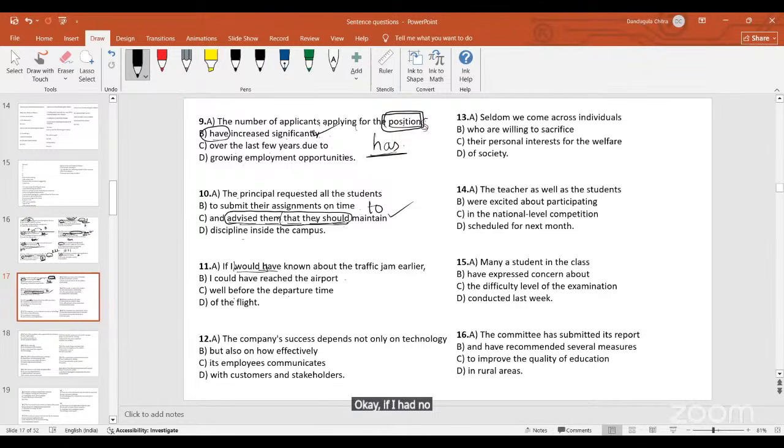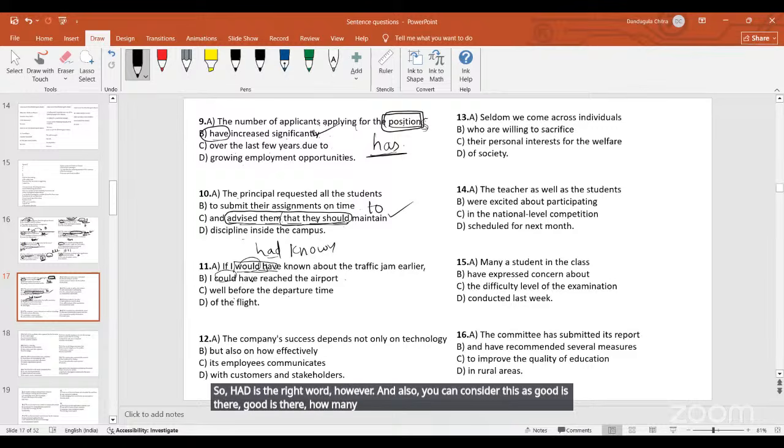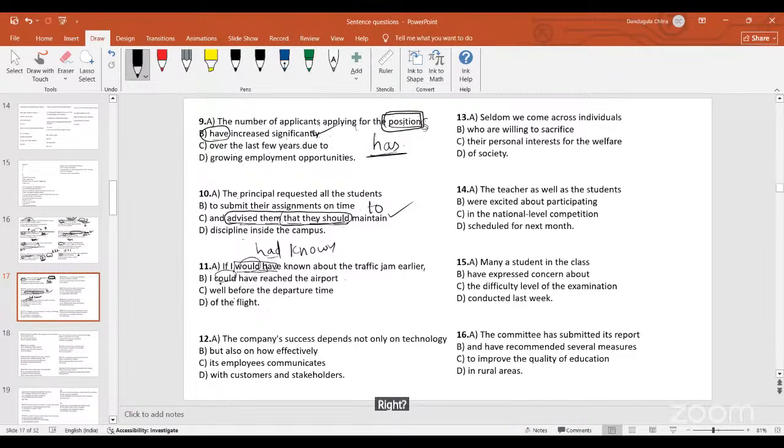Instead of would have, you can write if I had known, because we are talking about a past situation. So had is the right word. And also you can consider this as would is there, could is there. How many modal verbs do we use in a sentence, right? So simply, we already used could for the possibility of reaching the airport. So you can skip this would and write the tense related word, that is had.